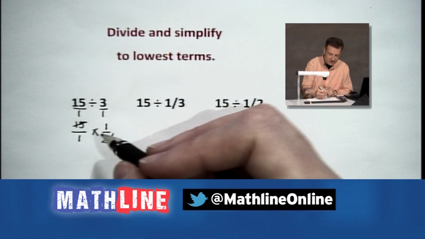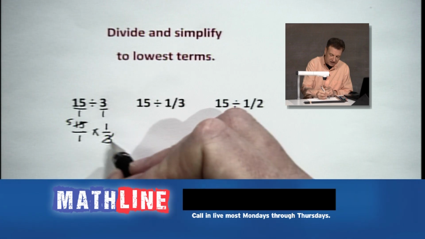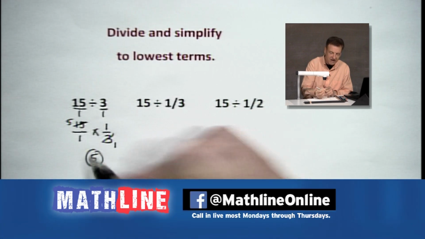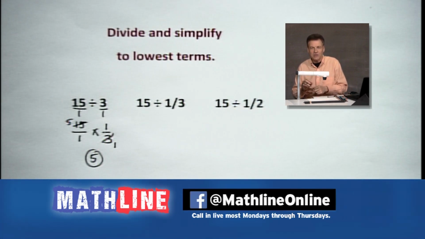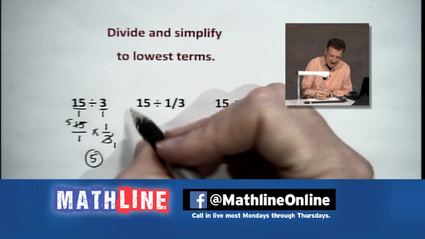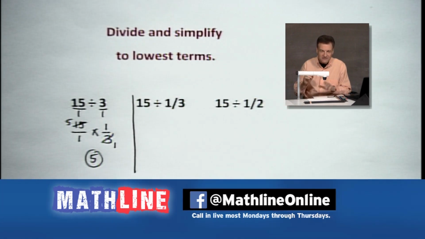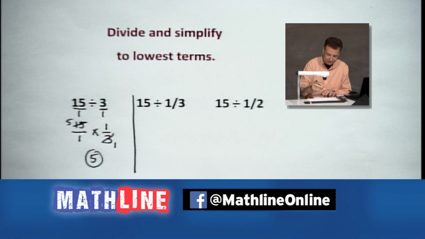So let's see what happens. I get a 5, and I get a 1. Answer is 5. And we know that. 15 divided by 3 is 5 for sure. Now, things get a little different here. I'm taking that 15. I'm going to divide it into thirds.